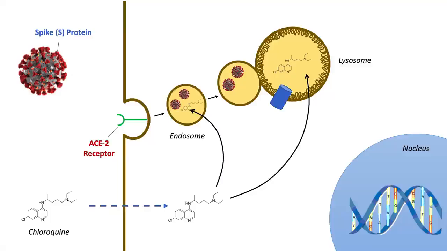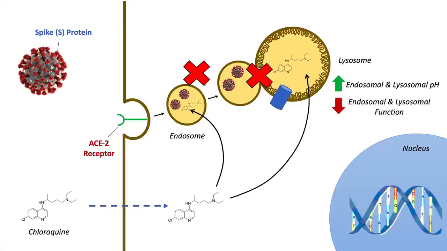Nevertheless, due to the alkalinization of endosomes and lysosomes, the process of endocytosis, bringing the virus into the cell, is inhibited. It's stopped. And the fusion of endosomes to lysosomes is also stopped. So this whole process whereby the virus can enter the cell can be stopped or slowed down. The way this happens, again, is that chloroquine increases endosomal and lysosomal pH, and in doing so decreases endosomal and lysosomal functioning.